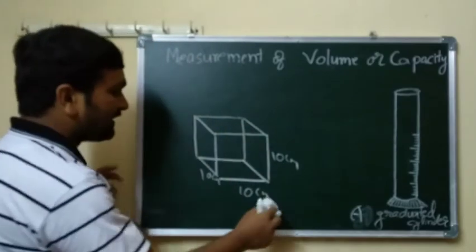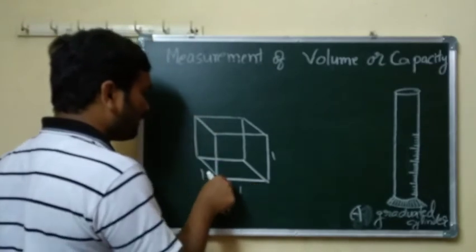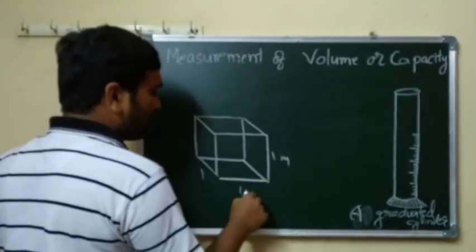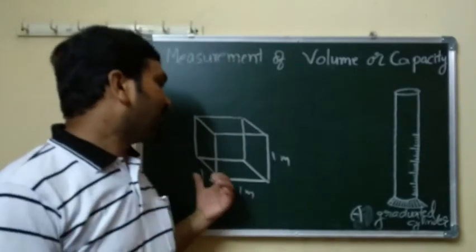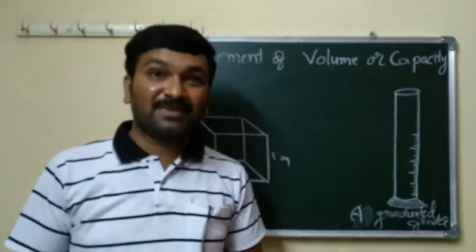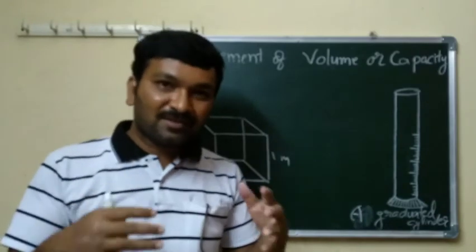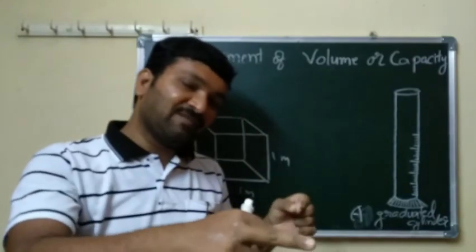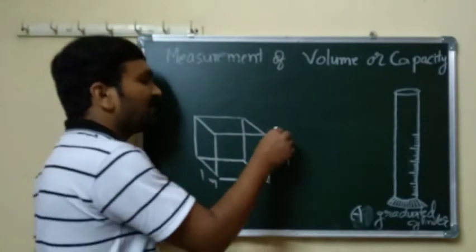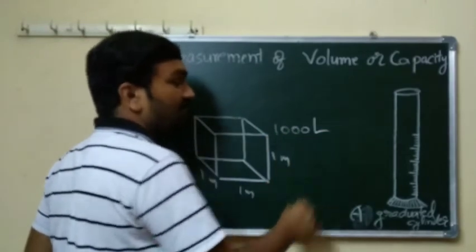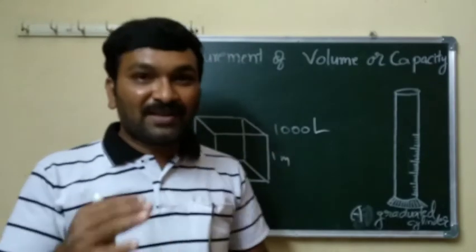Suppose I change it to 1 meter, 1 meter, 1 meter, meaning the length is 1 meter, the breadth is also 1 meter, the height is also 1 meter, like a water tank in the shape of a cube. I can fill 1000 liters in this. How many liters? 1000 liters. So remember these 2 points.